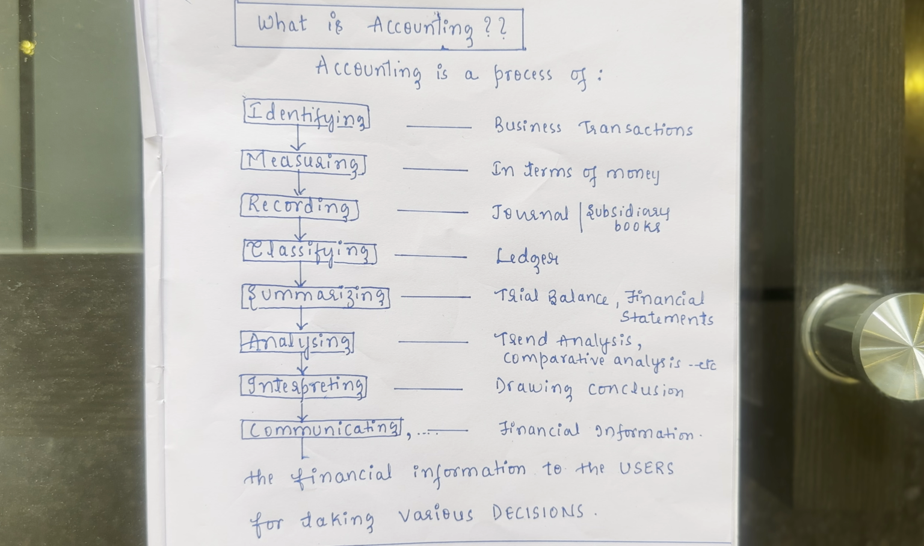So there are many users of accounting information to whom we need to communicate, as they take various decisions. This is about the meaning of accounting.